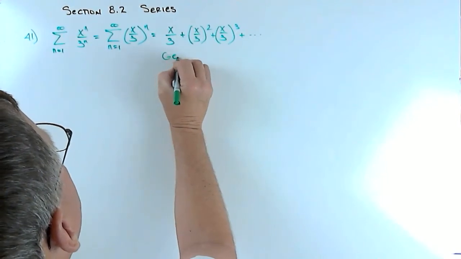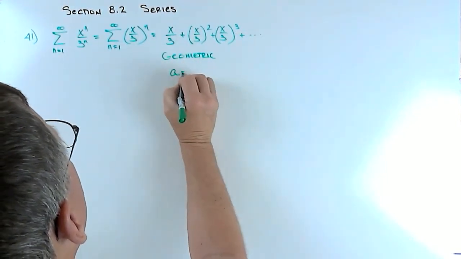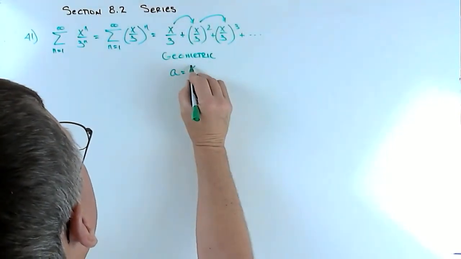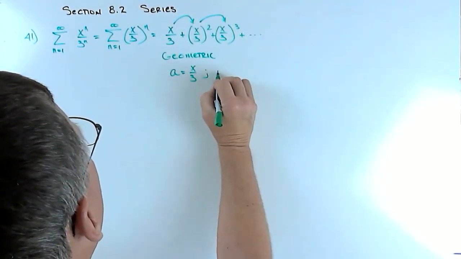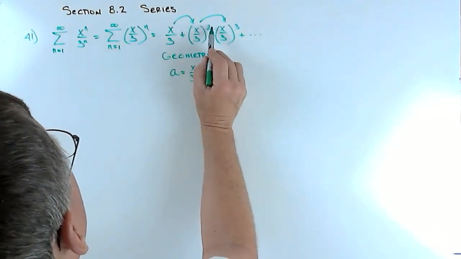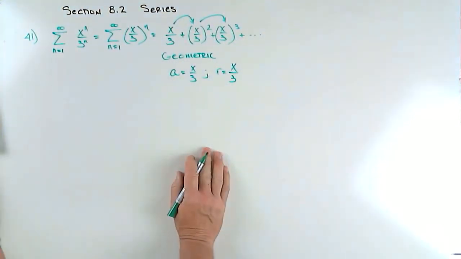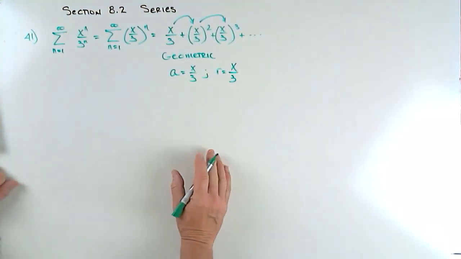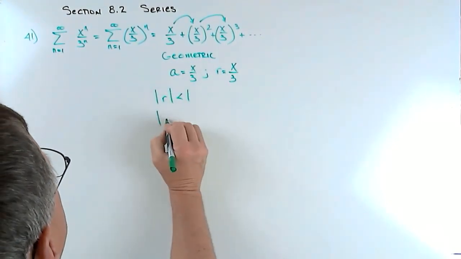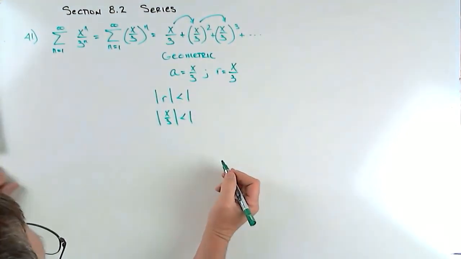And so this is geometric, because if you look at it, we go from this term to this term and this term to this term. Now, a is x over 3, and r here is, well, we go from x over 3 to x over 3 squared, from x over 3 squared to x over 3 cubed. So r is x over 3. Now, remember, to converge, the absolute value of r has to be less than 1, i.e. the absolute value of x over 3 has to be less than 1.